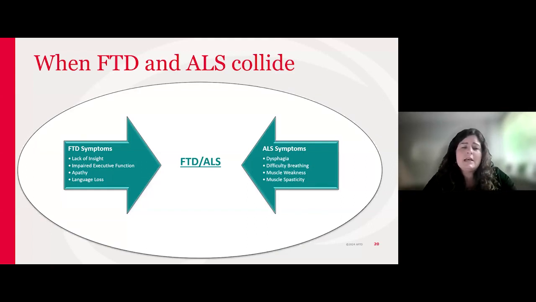And I think what we really need to talk about is when FTD and ALS collide. In more and more individuals, we're seeing this FTD ALS diagnosis. So we have all of the behavioral symptoms that we're seeing in FTD: lack of insight, impaired executive function, apathy, language loss, which would be difficult to manage and live with on its own. But then we're also seeing ALS symptoms. So there'll be dysphagia, difficulty breathing, muscle weakness, muscle spasticity, all of the things that can occur in an ALS diagnosis are now combined with FTD. And very often these people get a double whammy. It's all going on at the same time.